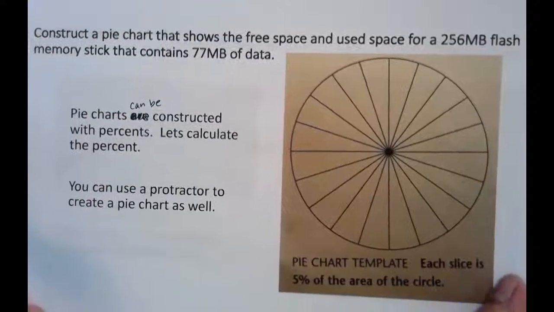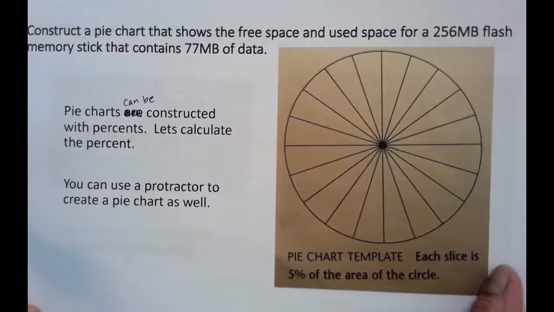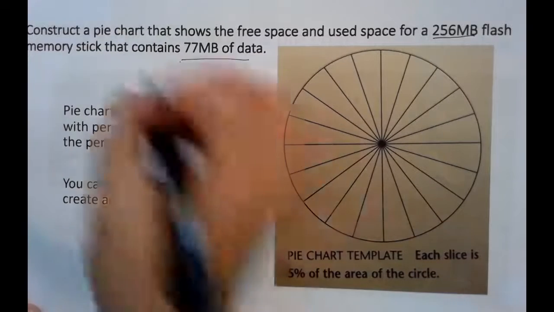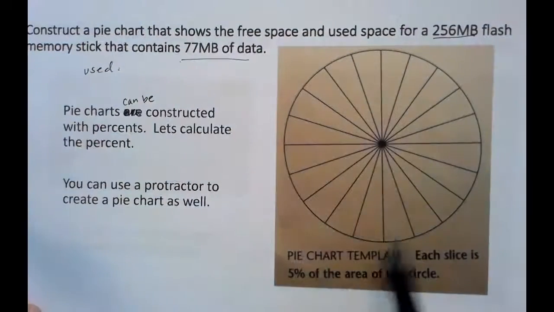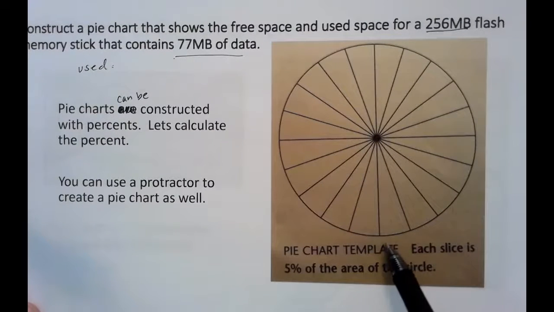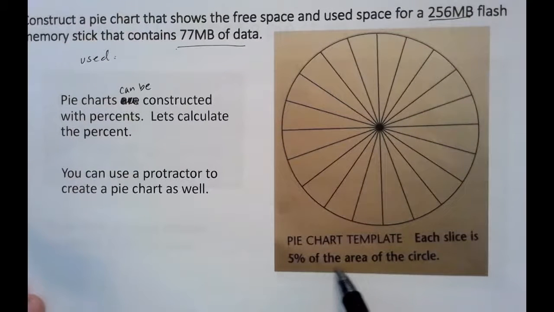Let's construct a pie chart that shows the free space and the used space for a 256 megabyte flash memory stick that contains 77 megabytes of data. So let's go ahead and calculate the data for the used space. Let's say we have this template. The entire pie is one whole, which is equivalent to 100%. If we separate it into 20 slices, each slice represents 5% of the area of the circle.